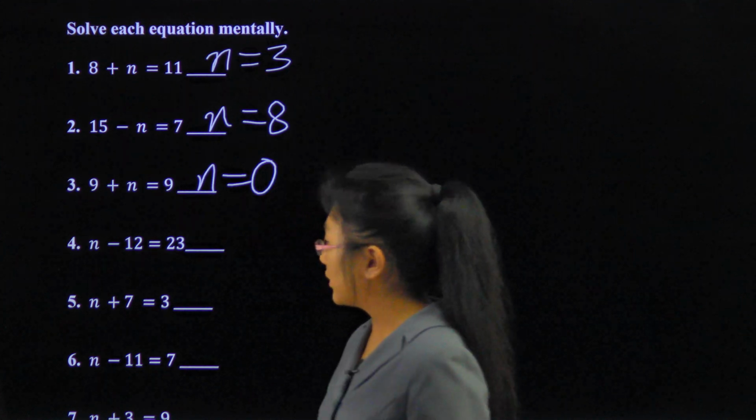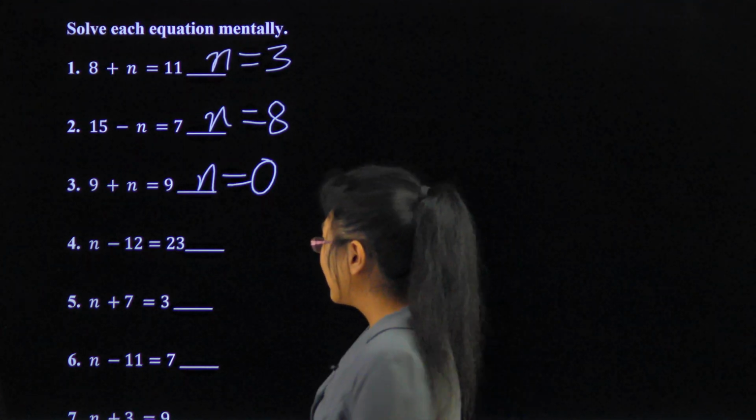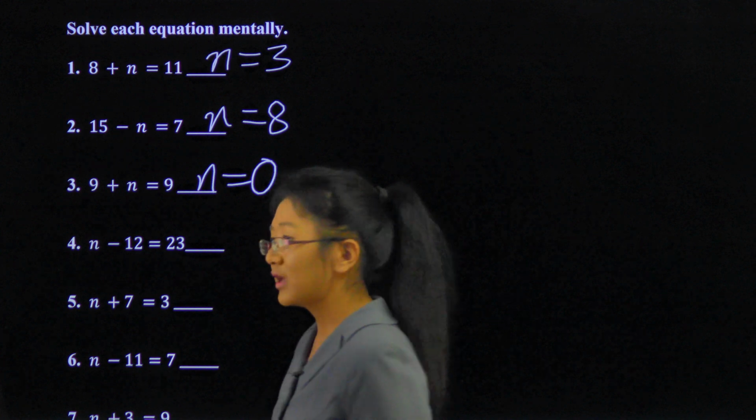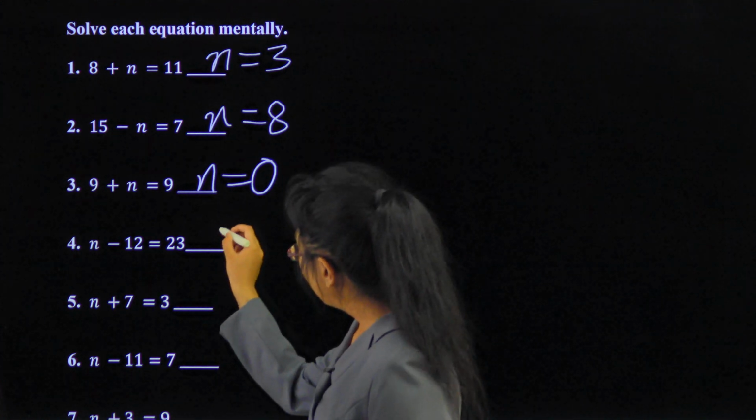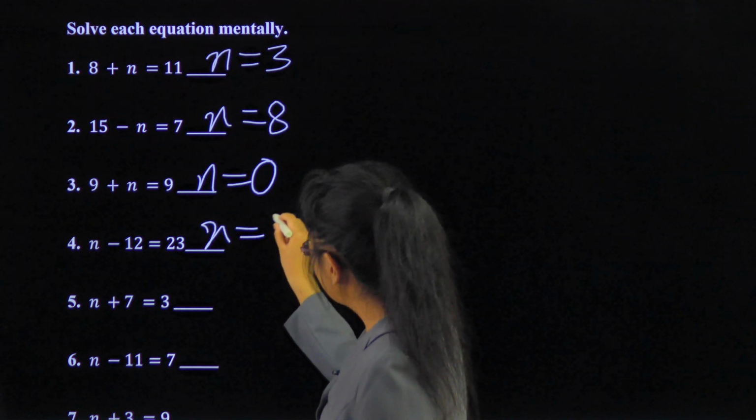N minus 12 equals 23. It means that n equals 23 plus 12. N equals 35.